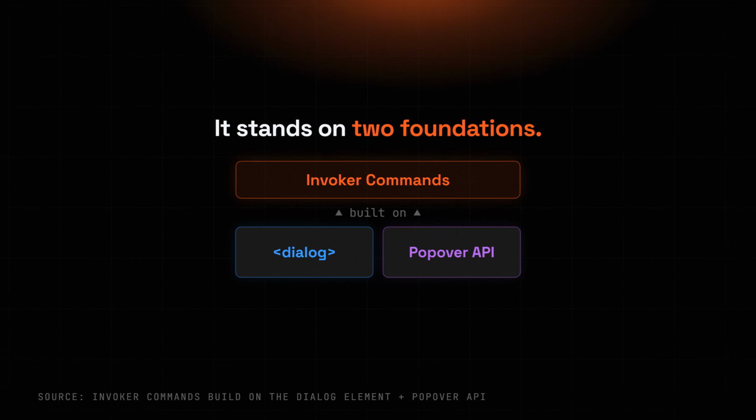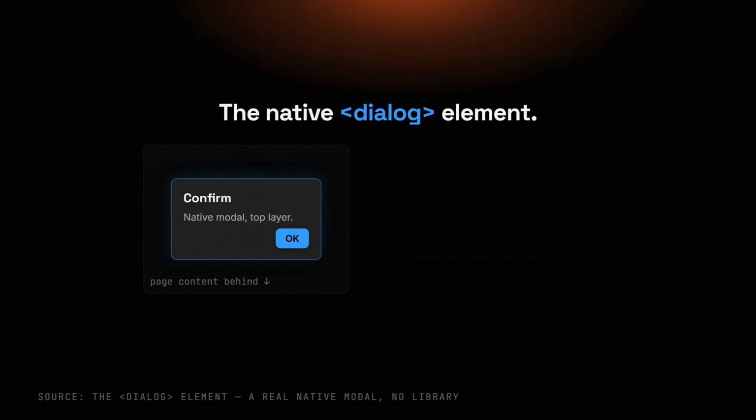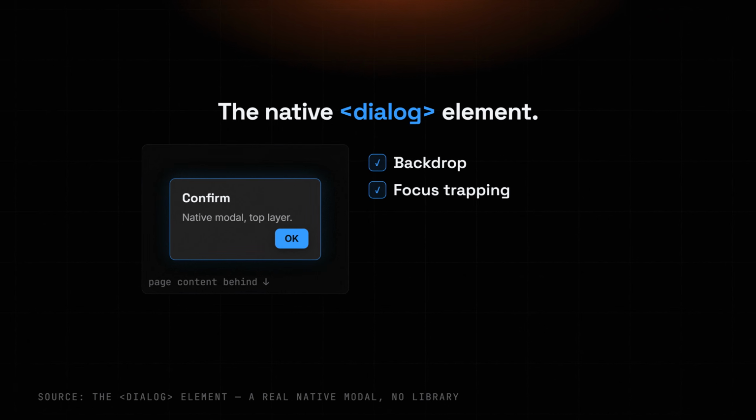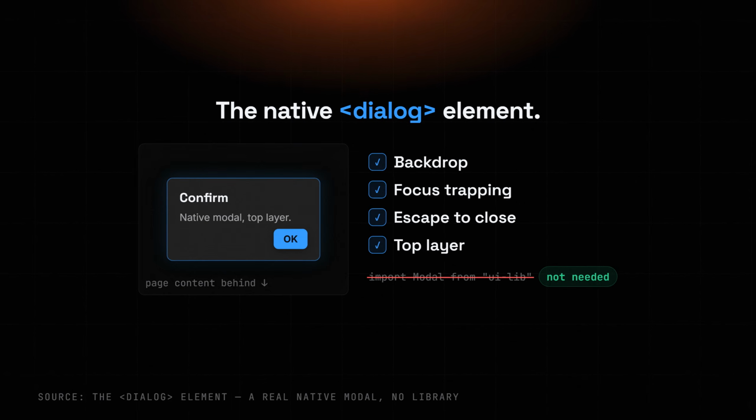Invoker commands ride on top of two other platform features that quietly landed first. Number one, the dialog element, a real native modal with a proper backdrop, automatic focus trapping, and escape to close, all built straight into the browser. It even renders in the top layer, always above the rest of the page. This is the thing we used to drag in entire libraries just to fake.